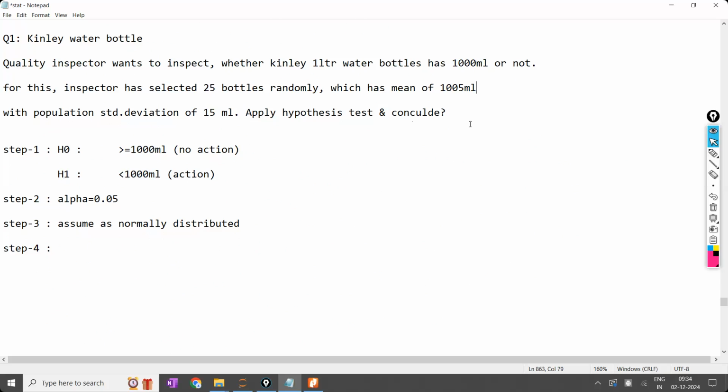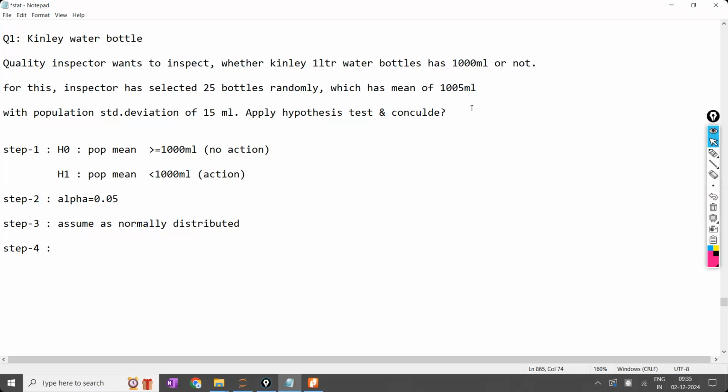What is step 1? The null hypothesis says that mu is greater than or equal to 1000 ml, and the alternate is mu less than 1000 ml. What is the population mean here? If the population mean is greater than 1000 ml, then he is not going to take action. If the population mean is less than 1000 ml, he is going to take action. Next, alpha is equal to 0.05. And the third one is to assume the data is normally distributed.